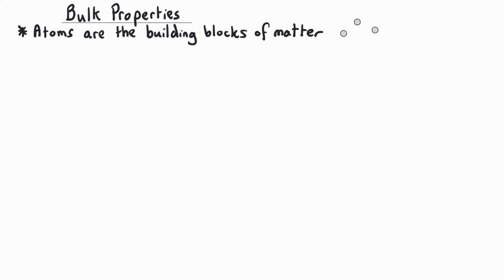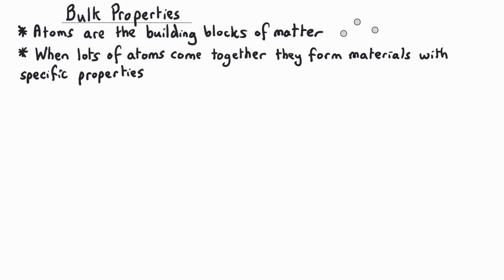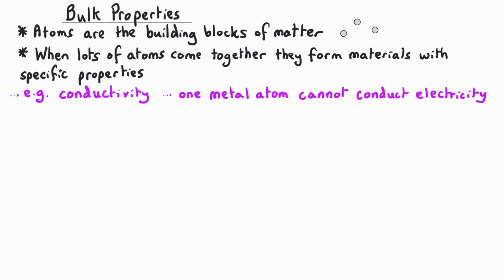We know that atoms are the building blocks of matter. They are the smallest unit that makes up everything around us. When lots of atoms come together, they form materials with specific properties that are known as bulk properties. For instance, the hardness of a material or its thermal and electrical conductivity. One metal atom, one atom of copper, for instance, cannot conduct electricity.